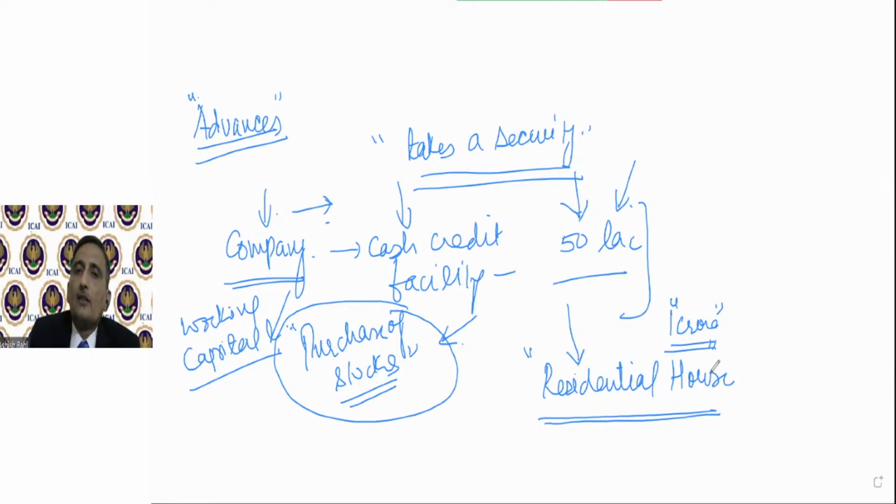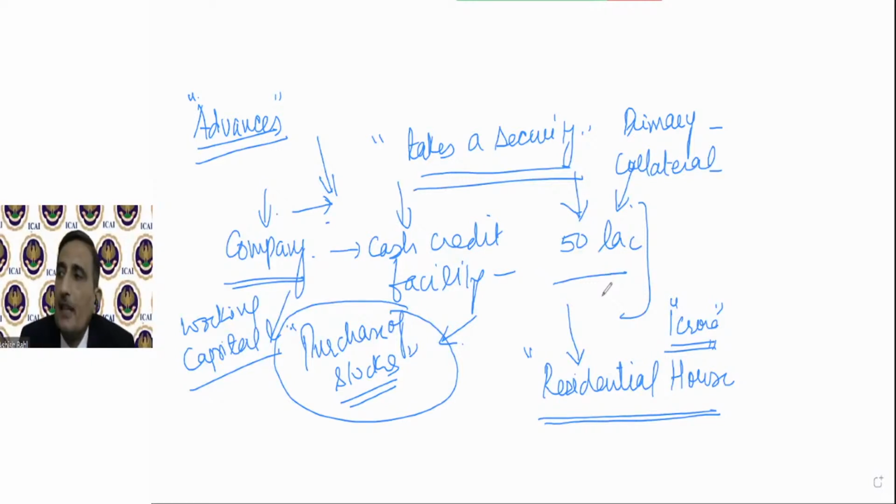Okay, so students, in banking language two terms come: one is primary security and another is collateral security. Now what is primary security and what is collateral security here in this example? Can you tell, guys? Yes students, tell me.